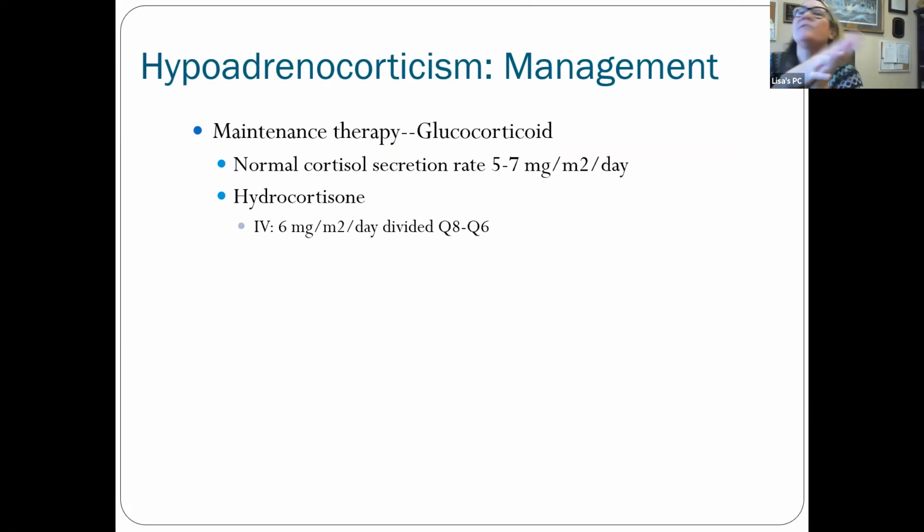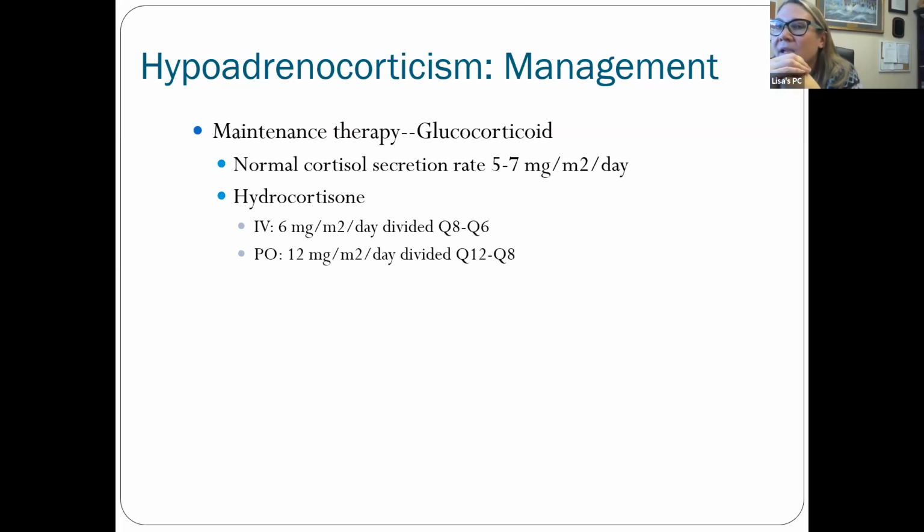So maintenance of adrenal hypofunction in this setting of CAH. The normal adrenal gland in the typical person is going to put out 5 to 7 mg per meter squared per day of cortisol, or hydrocortisone equivalent. And so we'll just go in the middle and say 6. So the normal adrenal gland at maintenance puts out about 6 mg per meter squared per day. So if we're replacing maintenance IV, we would give 6 mg per meter squared per day, and we just divide that every 6 to 8 hours.